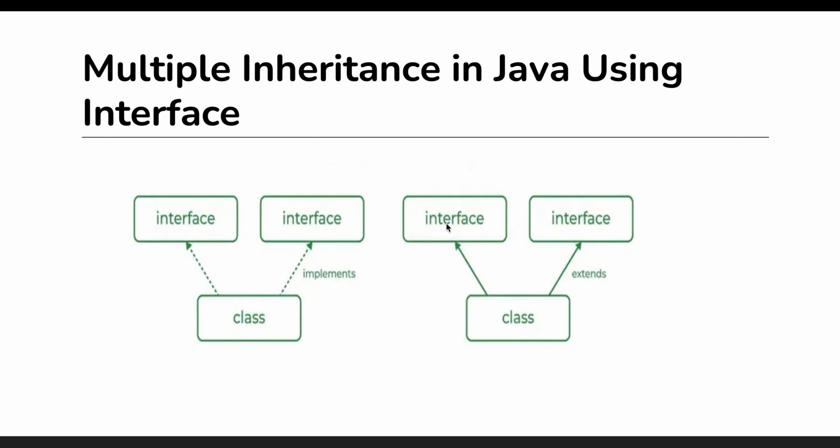So if class 1 contains method m1 with the implementation, and class 2 also contains method m1 with the implementation, and both classes are extended inside a class, what will happen? Java will get confused, it will not be able to recognize which of the m1 methods is required to be provided here, and because of this Java does not support multiple inheritance using classes.